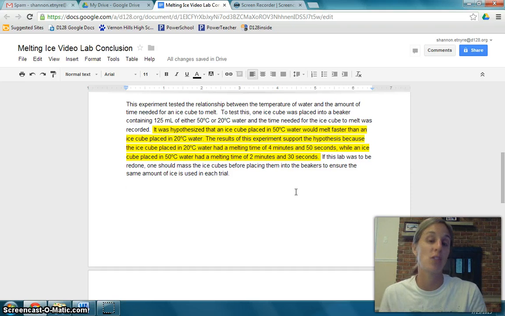Now, all we have to do is talk about a procedural change. And one of the easiest things to evaluate is the ice cubes. All I did was put one ice cube in each beaker. I didn't really weigh it or anything, so that can be the change for next time. If this lab was to be redone, one should mass the ice cubes before placing them into the beakers to ensure the same amount of ice is used in each trial. Now, since I took that change, you can't take that. That's mine. You have to come up with something else for your lab report.